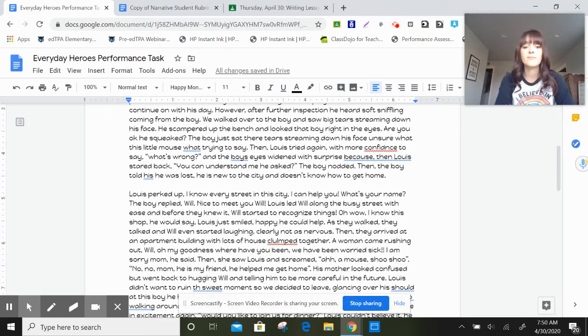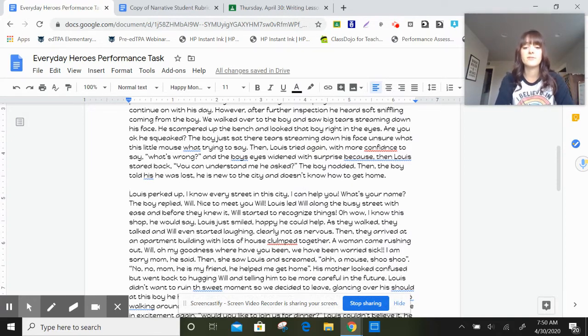Then they arrived at an apartment building with lots of houses clumped together. A woman came rushing out. "Will, oh my goodness, where have you been? We've been worried sick." "I'm so sorry, Mom," he said, and then he saw Lewis and she saw Lewis and screamed, "Ah, a mouse! Shoo, shoo!" "No, no, Mom, he's my friend. He helped me get home."